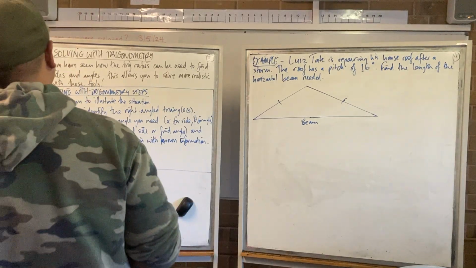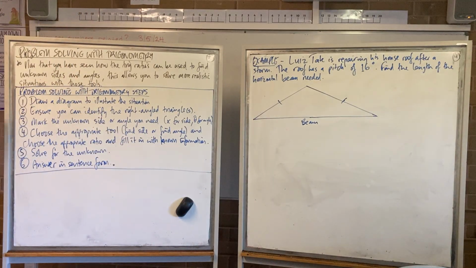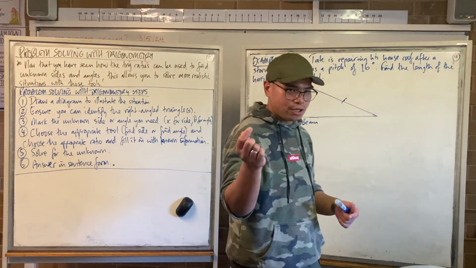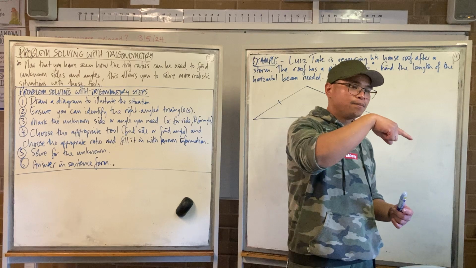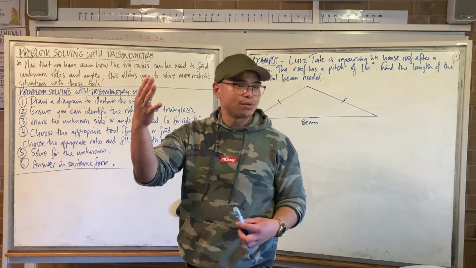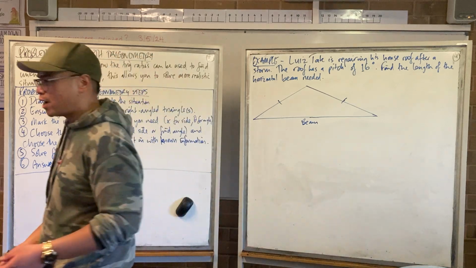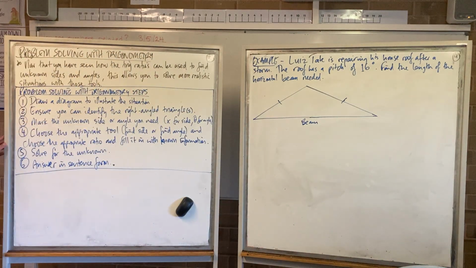Okay, now that you've seen how the trig ratios can be used to find unknown sides and angles, this allows you to solve more realistic situations with those tools. In simultaneous equations, did we go from equations and then end up doing worded problems? In quadratics, did we do quadratic equations and end up doing worded problems? Same thing, similar thing, all the way up until year 12 if you do maths.